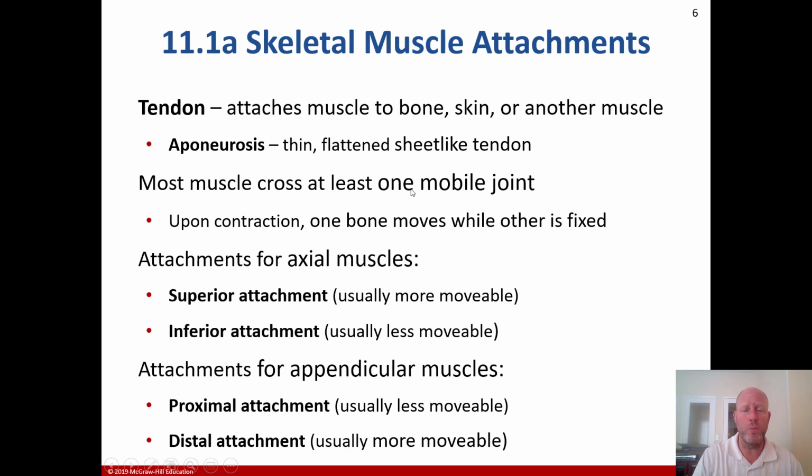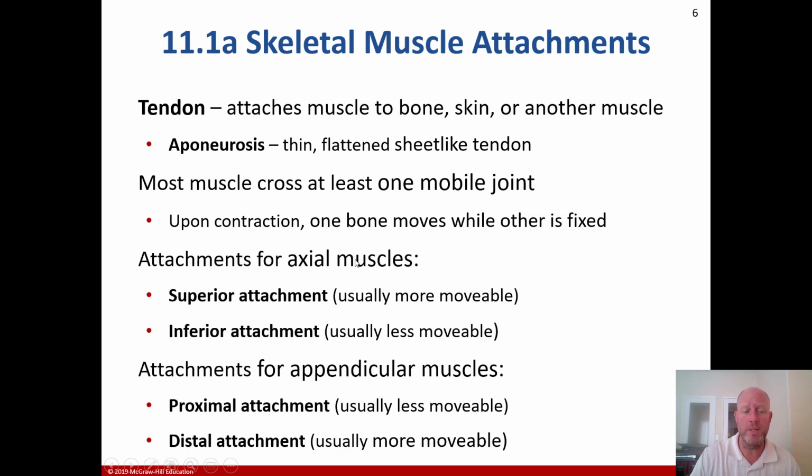Now, most muscles cross at least one mobile joint. Upon contraction, one bone moves while another is fixed. Generally speaking, there are situations where you may have more than one bone being moved by a given muscle, but generally when there's one mobile joint, one bone is being pulled toward another. It's always a pulling action, right? The origin is always the point that is fixed, so to speak, where the muscle begins, and wherever it inserts and attaches, that attachment point is pulled toward the origin.